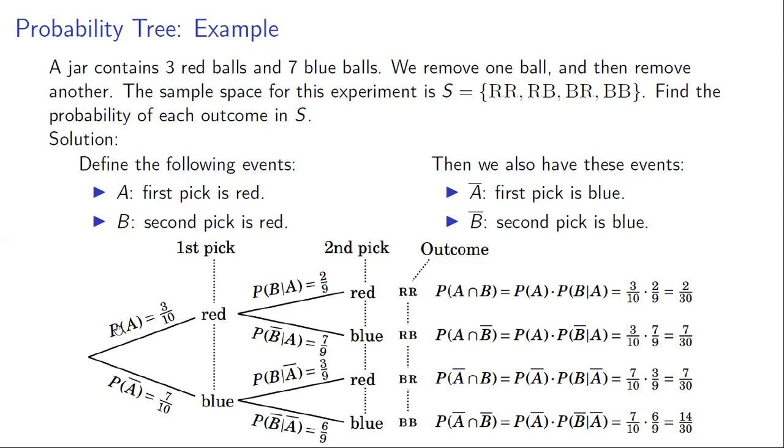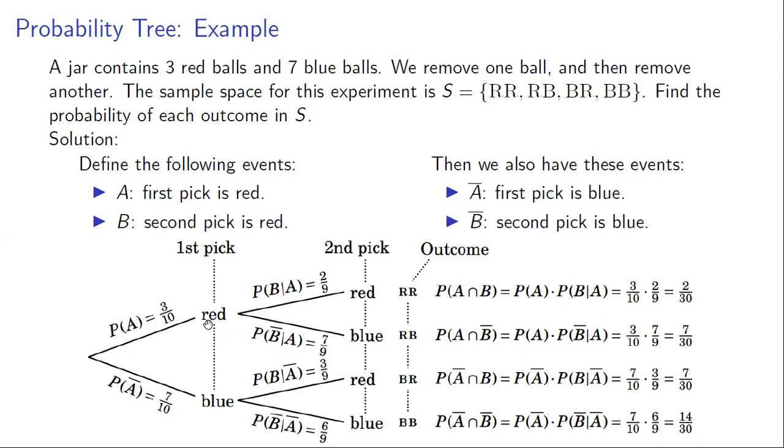So now that we have the probability of A and the probability of B given A, we can find the probability of A intersected with B, meaning the probability of RR. What's the probability that the first pick was red and the second pick was red? According to our formula, that's the probability of A times the probability of B given A, which is 3/10 times 2/9, which is 2 out of 30. So it's pretty unlikely, 2 out of 30.